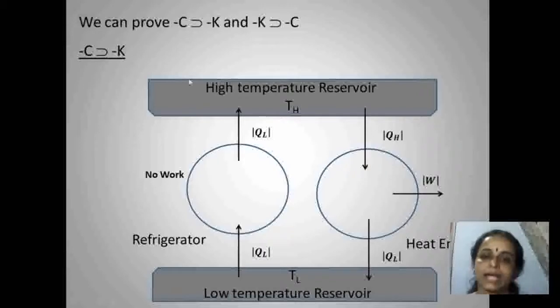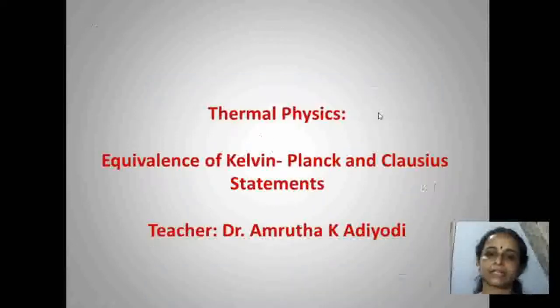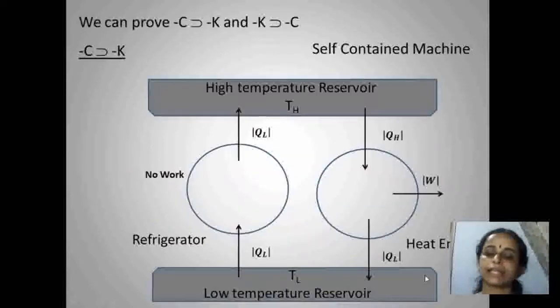But consider this system as a self-contained machine. Self-contained machine means this refrigerator and heat engine together. Let the refrigerator and the heat engine constitute a self-contained machine. Self-contained machine means all are there in the same system. That means refrigerator is there, heat engine is there. So it is a self-contained machine.